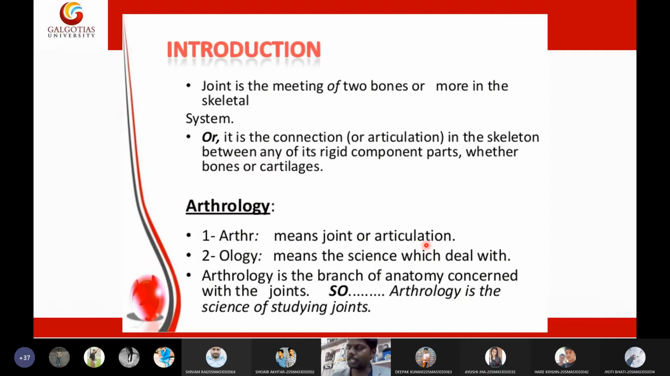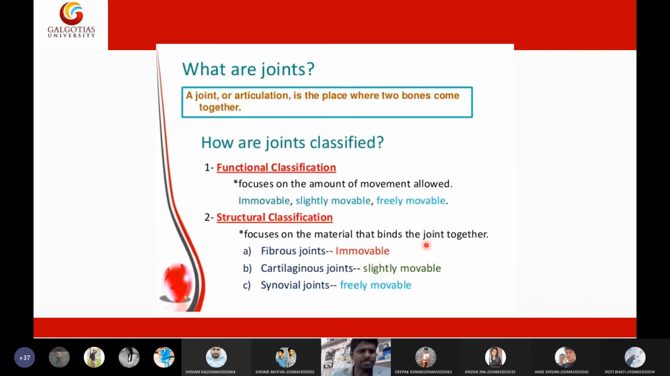Is that clear for you, students? Shall I move forward? The study of joints is called arthrology, whereas the study of bones is called osteology. Fine. So basically, these joints are broadly classified into two types depending upon their function and depending upon their structure.